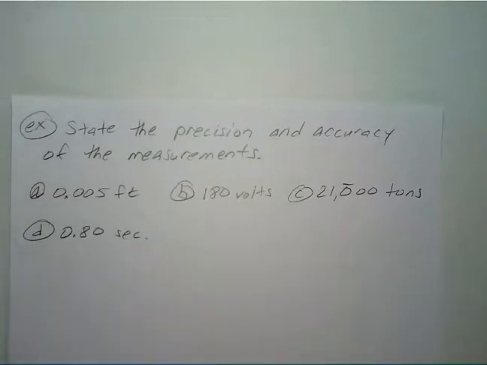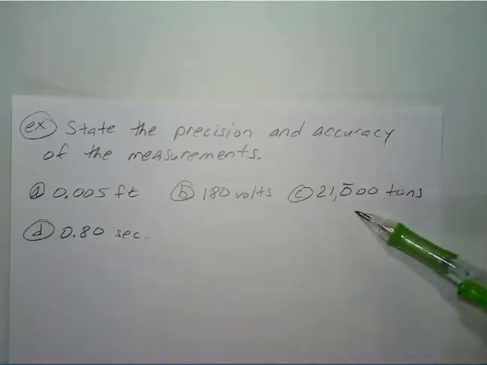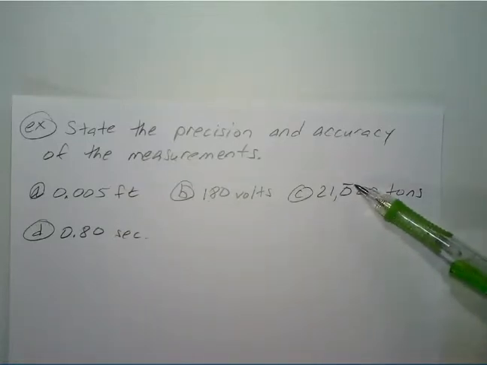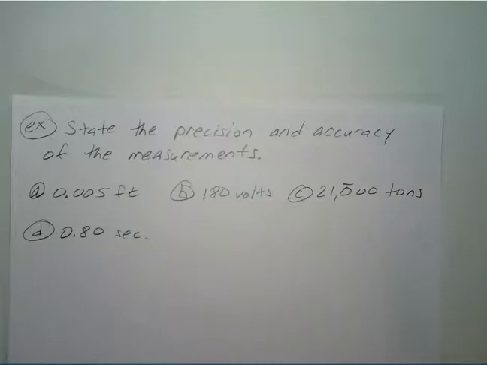All right, so state the precision and accuracy of the measurements. So you have 0.005 feet, or 5/1000ths of a foot. You have 180 volts. You have 21,000 tons with the bar over the first 0. And you have 0.08 of a second, or 0.80.